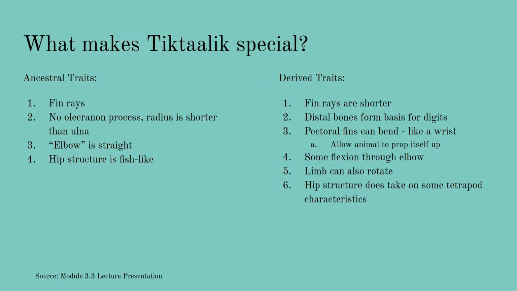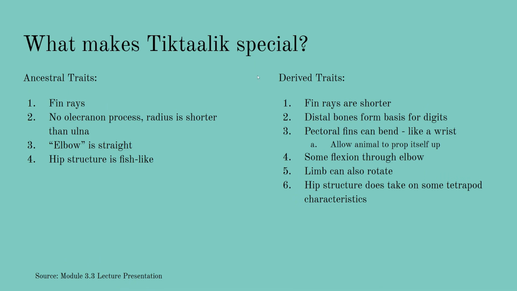Looking more closely at Tiktaalik, we can see specifically that it has both ancestral and derived traits. It has fin rays. There's no olecranon process, and the radius is shorter than the ulna. The elbow is straight, and the hip structure is still very fish-like. Derived traits: the fin rays are shorter. So even though it still has fin rays, they're shorter.